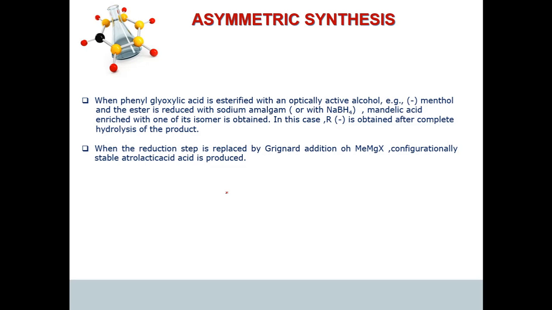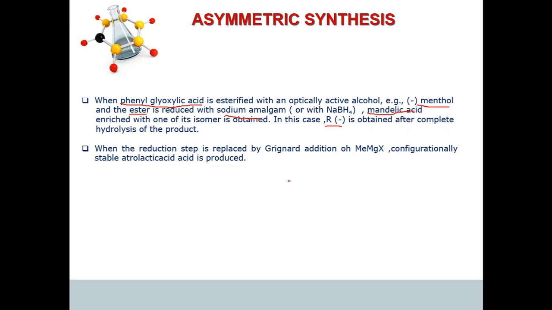So what I do is, in the first case, I take phenyl glyoxylic acid, I treat it with a chiral alcohol, I end up with an ester, I reduce that ester, and I end up with mandelic acid. Now in the case of menthol, I have taken phenyl glyoxylic acid, treated it with minus menthol, I got an ester, I reduced it with sodium amalgam, I got a mandelic acid enriched with the R isomer, after the complete hydrolysis of the process.